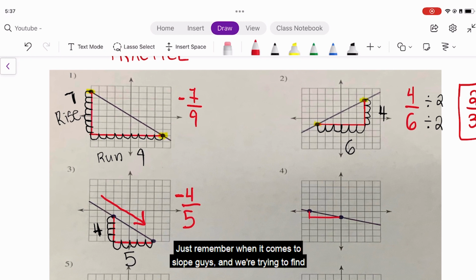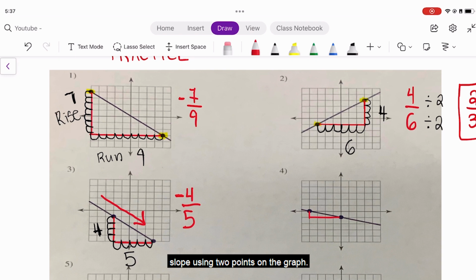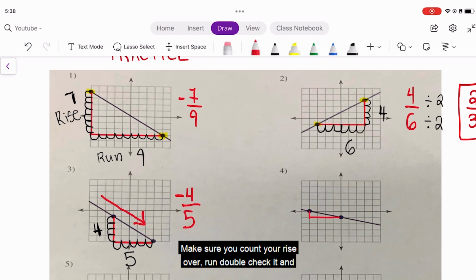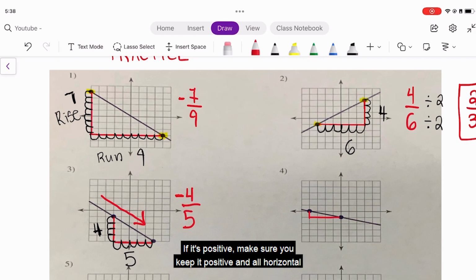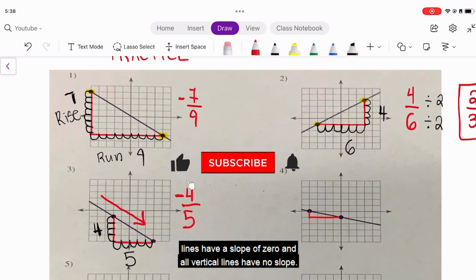Just remember, when it comes to slope, guys, and we're trying to find slope using 2 points on the graph, make sure you count your rise over run, double check it, and make sure you add your negative if it's a negative slope. If it's positive, make sure you keep it positive. And all horizontal lines have a slope of 0, and all vertical lines have no slope.